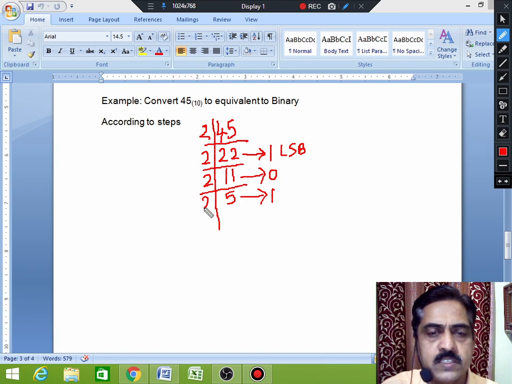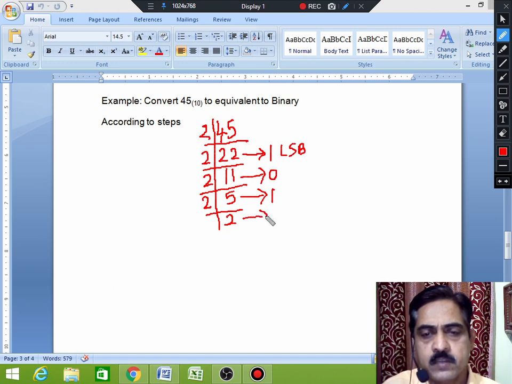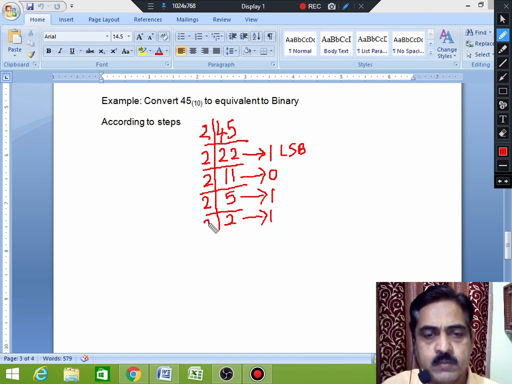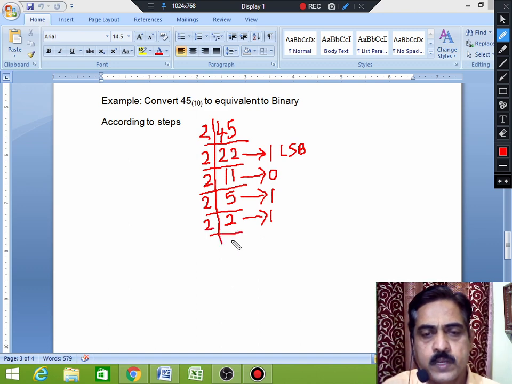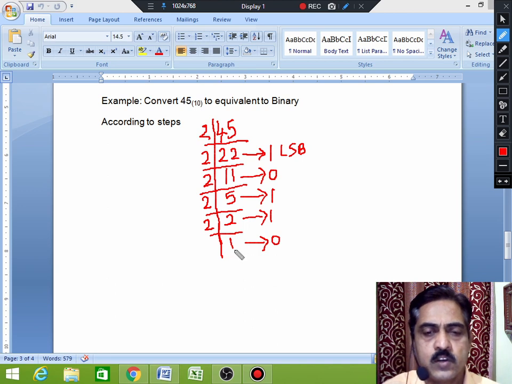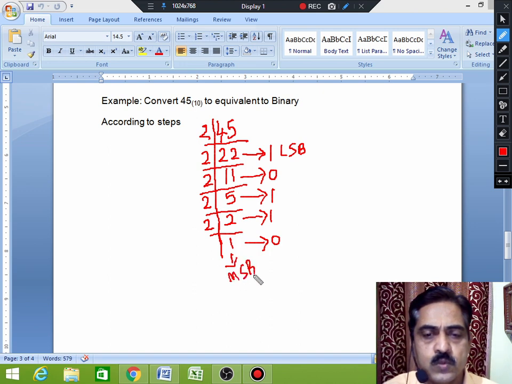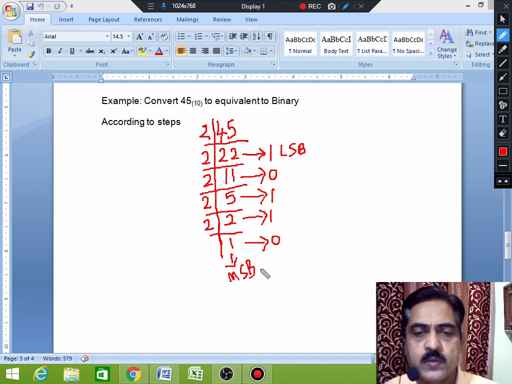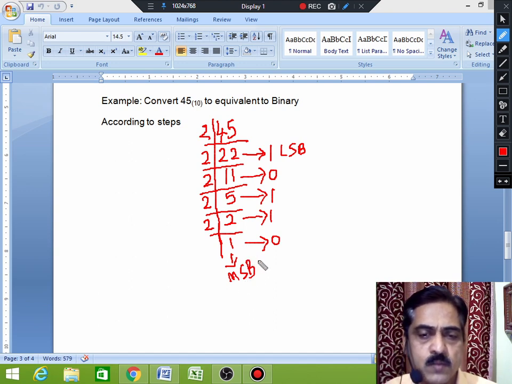Again I am dividing this 5 by 2. 2 2s are 4. Again the remainder is 1. Again I am dividing this 2 by 2. 2 1s are 2. The remainder is 0. Now this 1 cannot be divided further, so this is called the MSB, most significant bit. Now we have to write the result from left to right, that is starting from MSB to LSB.